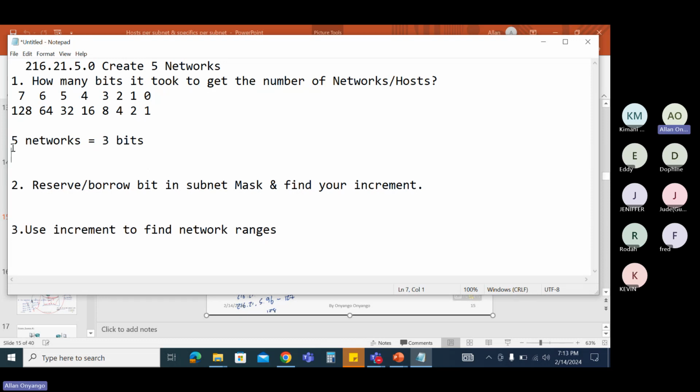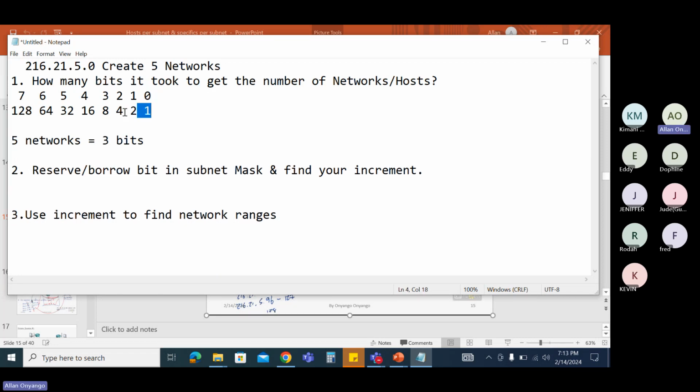Let's talk about our 5. We needed to create 5 networks. We put 5 here. We saw 5 falls between 8 and 4. 5 is more than 4, so we can't take 4. We take 8. And 8 is 2 to power? 3 is our answer. Because the first question says, how many bits? So 3 is our bits.